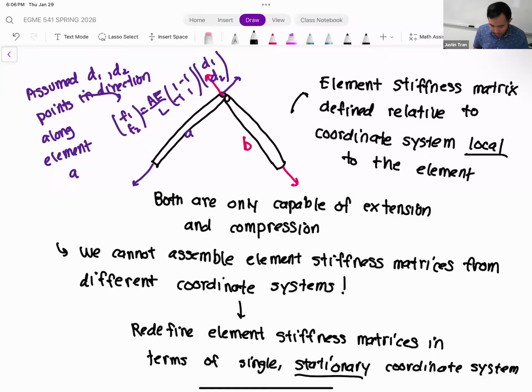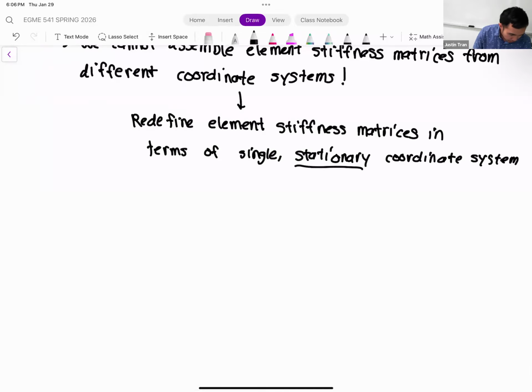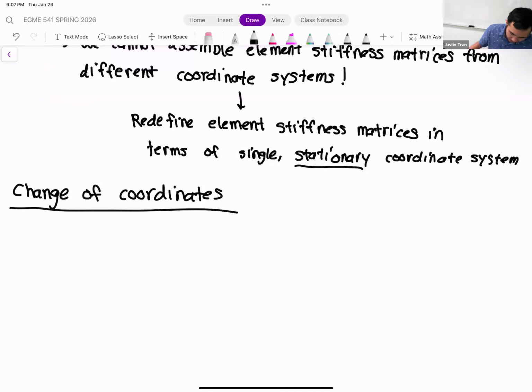Okay. All right, good. So let's go ahead and see how we do this. Let's talk about change of coordinates for a little bit. When you mention change of coordinates in any kind of math or physical context, it can mean a lot of different things. But for our purposes, we're only going to be doing a simple rotation of the coordinate system. Okay.